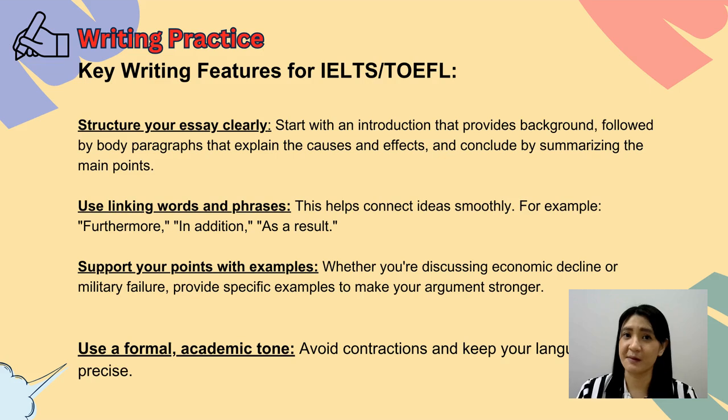Before you answer, remember, when writing about historical events like the fall of Rome, it's important to first structure your essay clearly. How? Start with an introduction, a good thesis statement, and background, followed by your body paragraphs that explain causes, effects, or support your argument, and conclude by summarizing the main points.